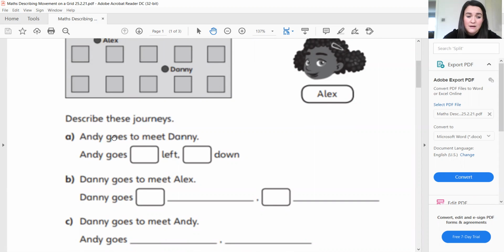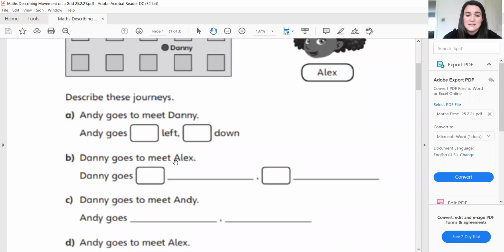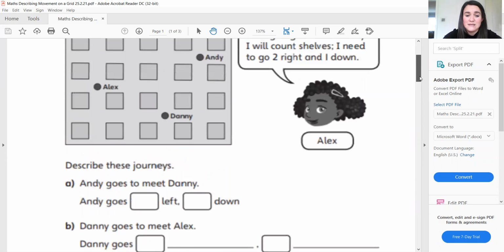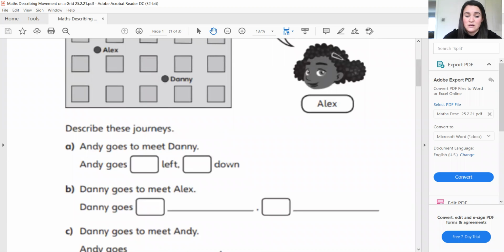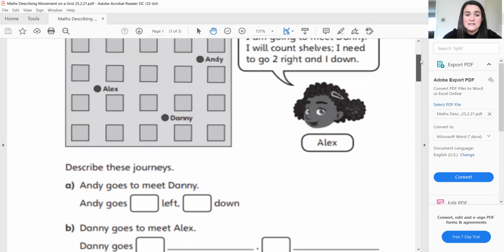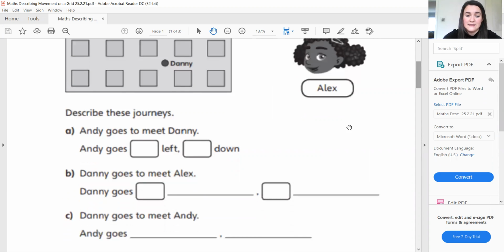So all I want you to do now is Andy goes to meet Danny. She's already told us how many she's going to go left, how many she's going to go down. Then Danny is going to meet Alex. So this time, instead of giving you the left and the down, it's making you choose that. Now it's saying Danny is going to meet Alex. Which way would Danny go? Pop those in there.